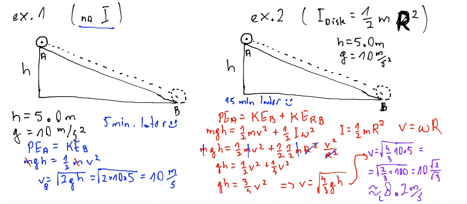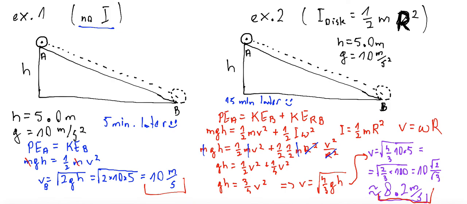So you see the difference? In the case of no moment of inertia, the speed is 10 meters per second. If we take into account the moment of inertia, the speed is smaller, 8.2 meters per second. So you see that the moment of inertia changes calculations. Is it clear? Okay.